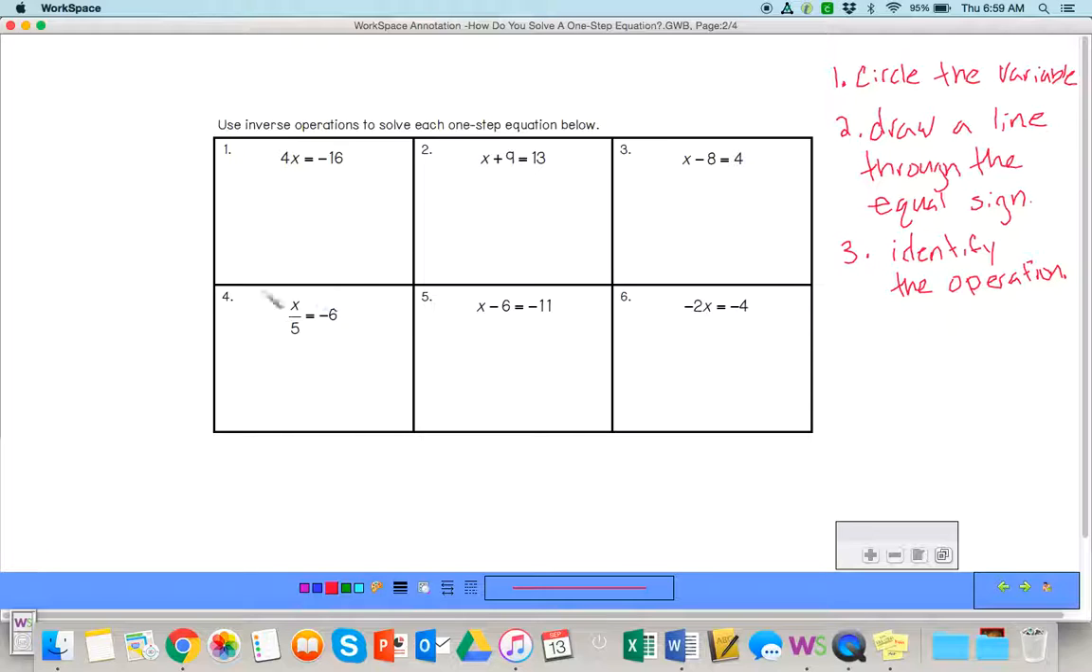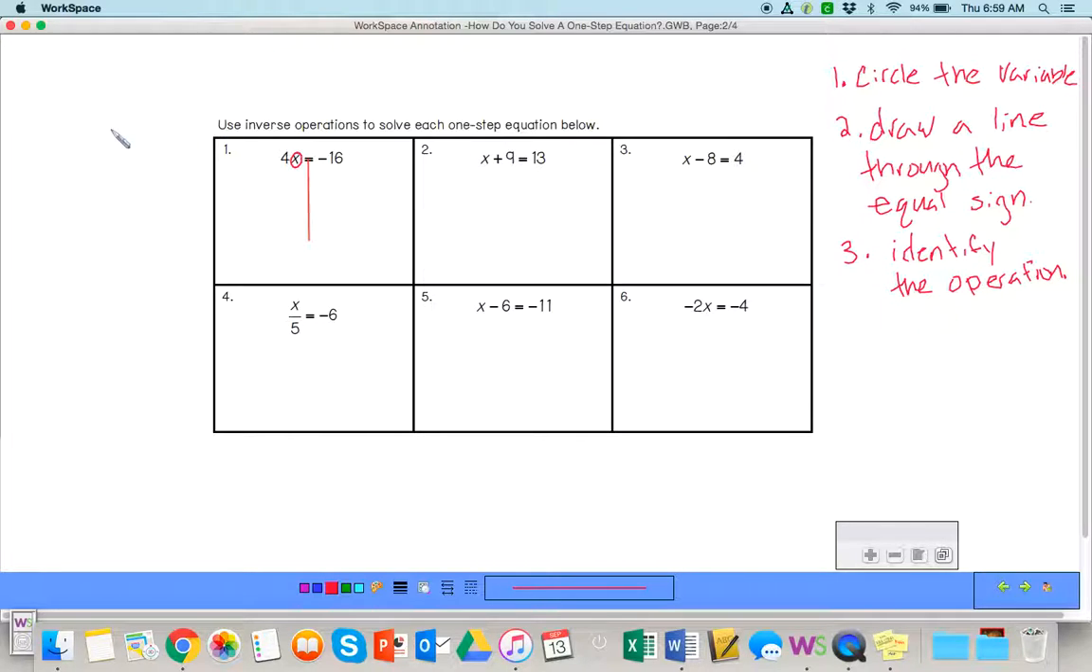Okay? So in this problem right here, we located our variable. We draw a line through our equal sign. The whole point of drawing the line is so that you can visually see what happens on one side of the line also has to happen on the other side. As it said on the previous page, we want to isolate the variable. To do that, we have to undo the operations that are happening, so we perform the inverse operation.